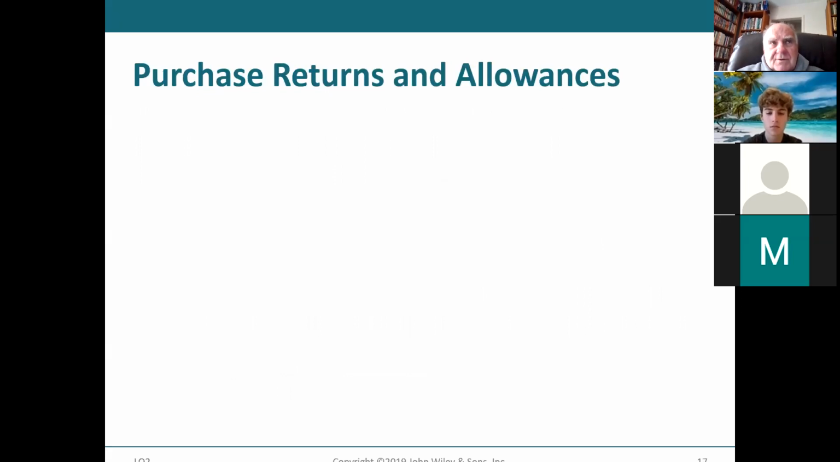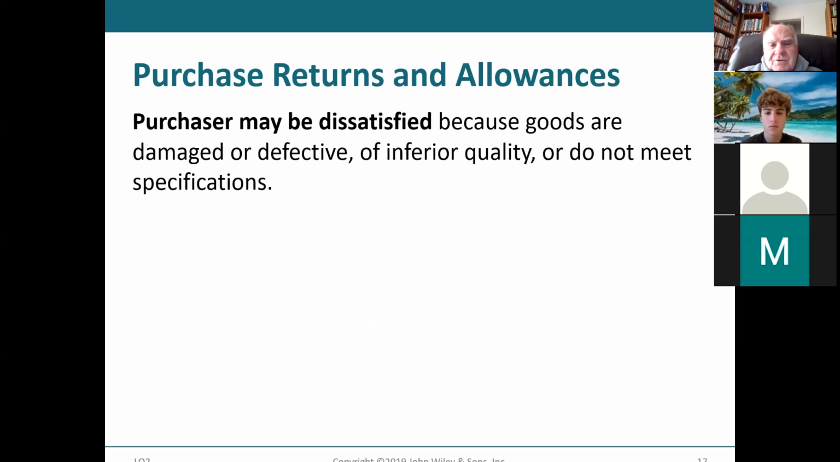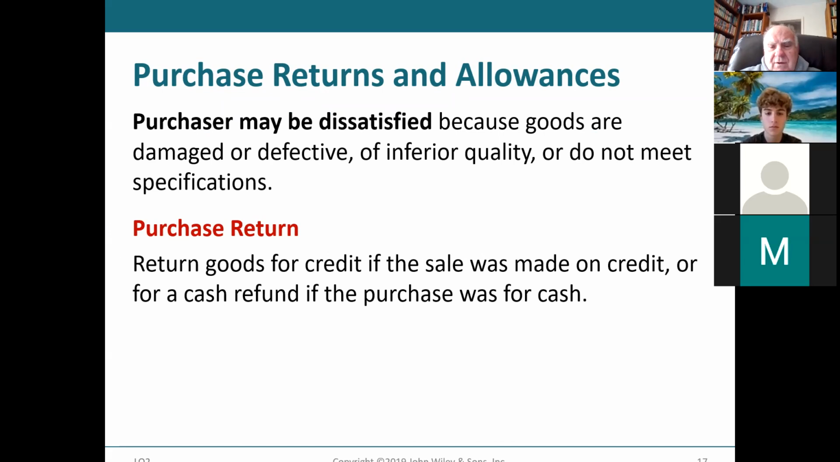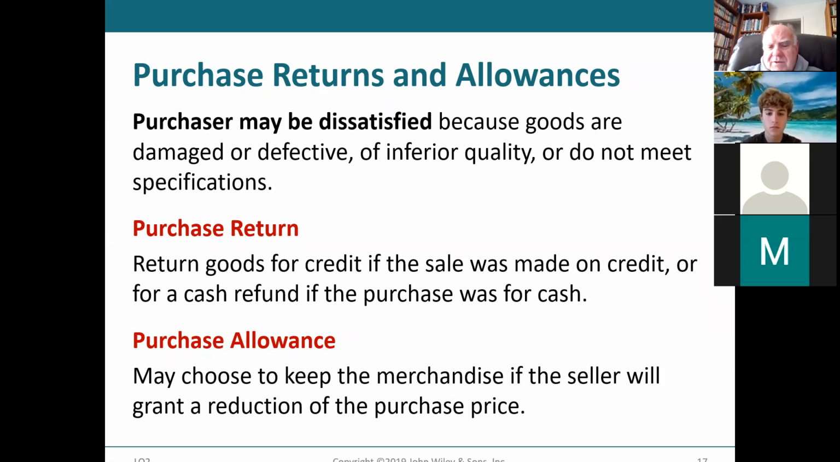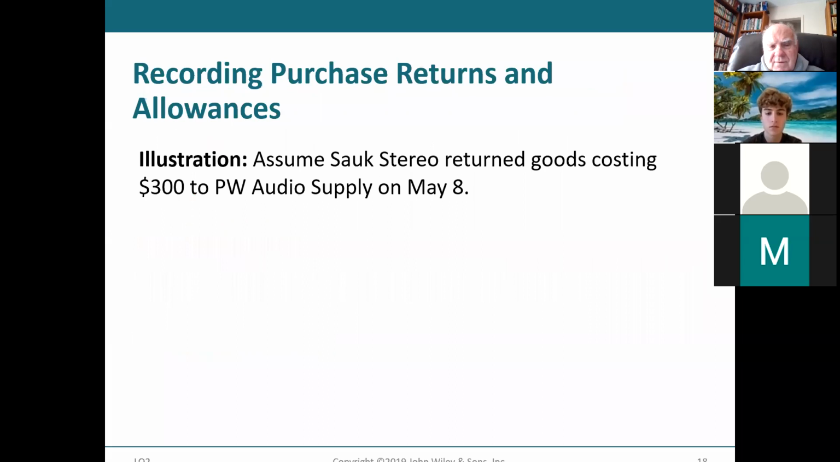Purchase returns and allowances. A purchaser may return goods because they're not happy with the product, or it's something that they didn't want. Purchase returns: return goods for credit. Purchase allowance: the seller will grant a reduction of the price, maybe a price break. Let's look at how to record a purchase return and allowance.